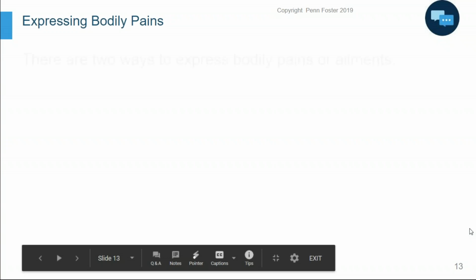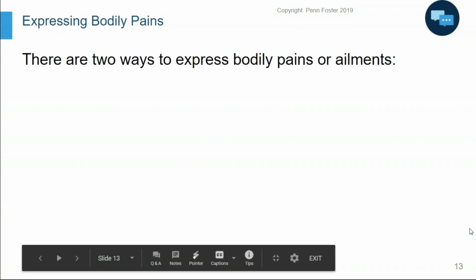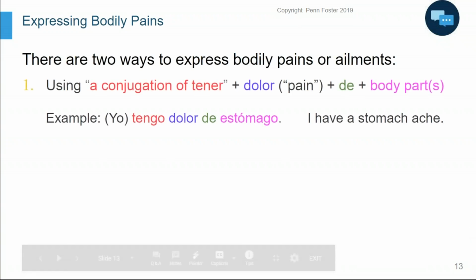As we move on, we'll transition to discuss bodily pains when you want to state that you have something like a headache or a stomach ache, etc. And there are two main ways to do that in Spanish. The first is using a conjugation of tener to express that you physically have it or possess it. You follow that conjugation with the noun for pain, dolor.